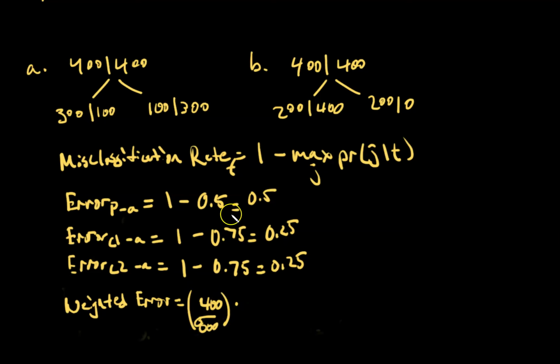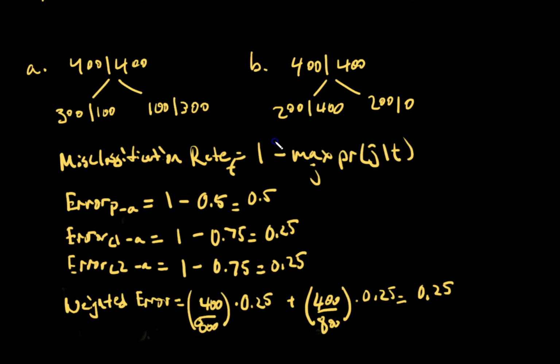Times, what was the error on this node? We said it was 0.25 right here. Plus, and then we started with 800 and 400 came into this node, so it's the same weight, times 0.25. So it's a half times 0.25 plus a half times 0.25, so you'll end up with 0.25.